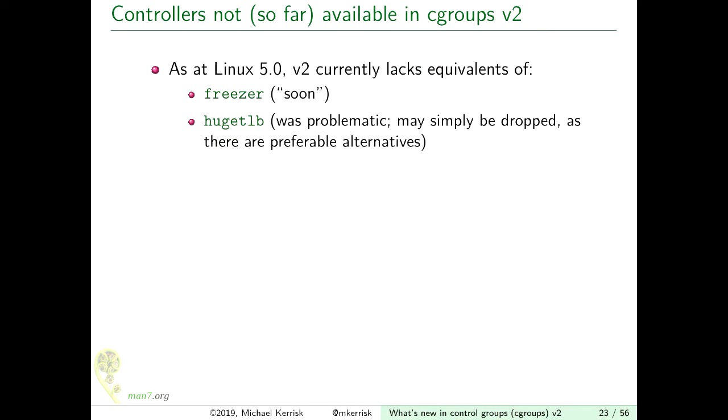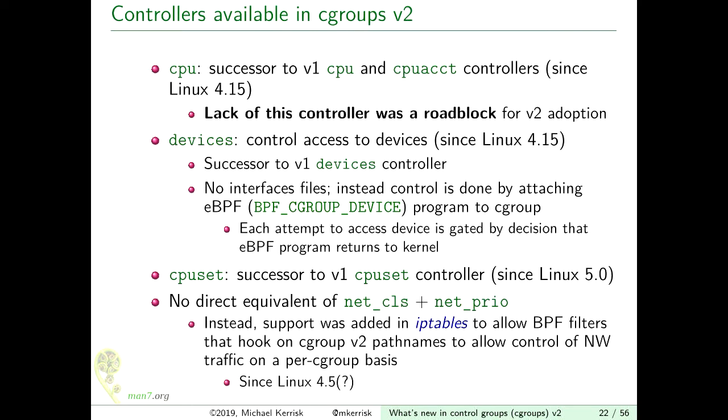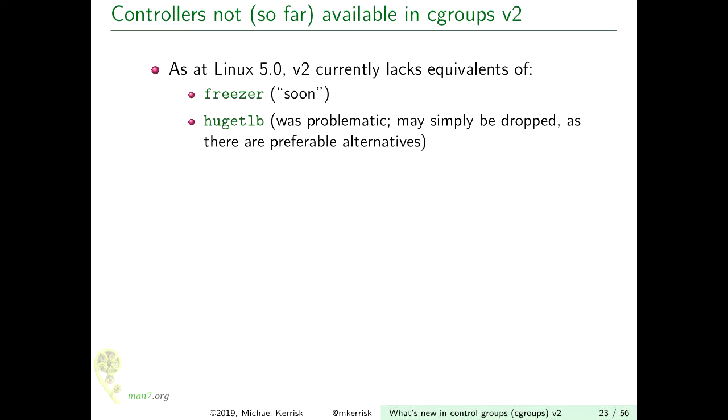Other than that, what we're still currently missing, so let me go back a second. Kernel 5.0, about to be released in a few weeks' time, added one of the last remaining controllers, the CPU set controller. Currently, what we don't yet have is the freezer controller. I'm not quite sure why. It's been coming along soon now for about two years, but it should be there soon. And that's pretty much the last controller that's going to be moved from version 1 to version 2.